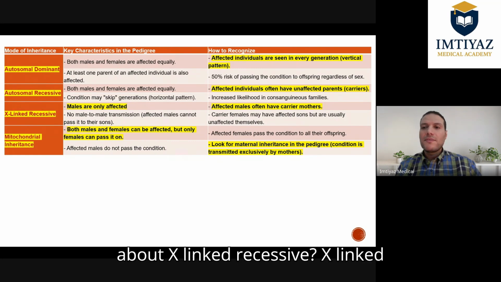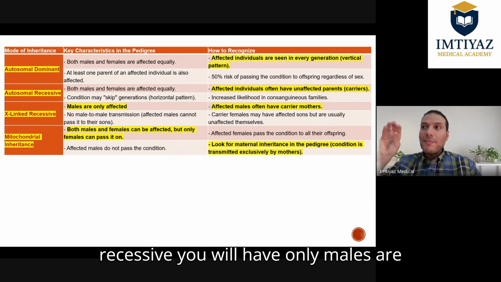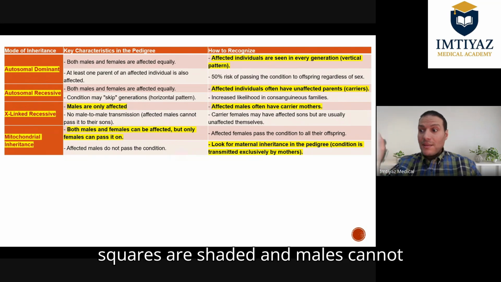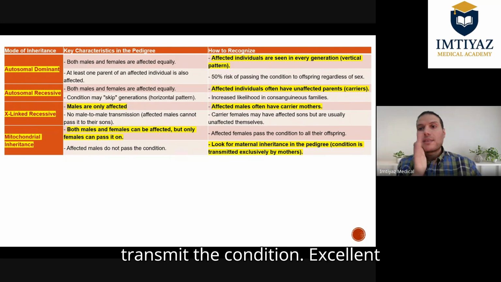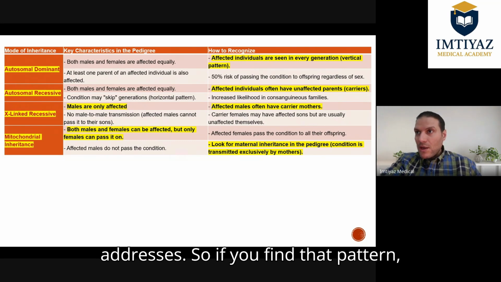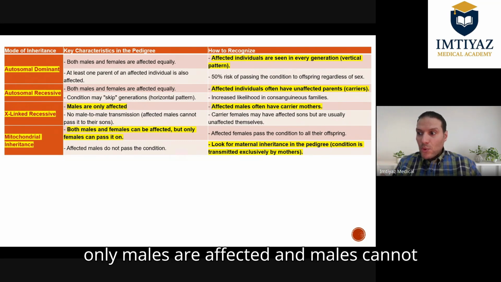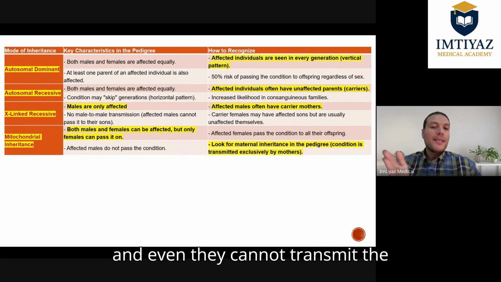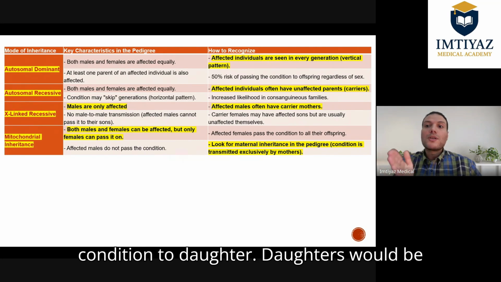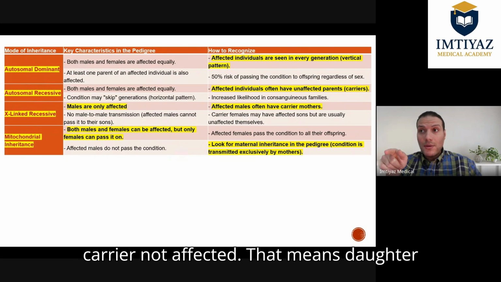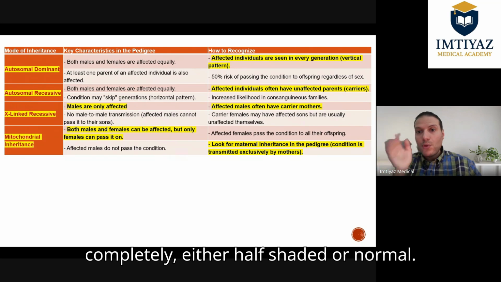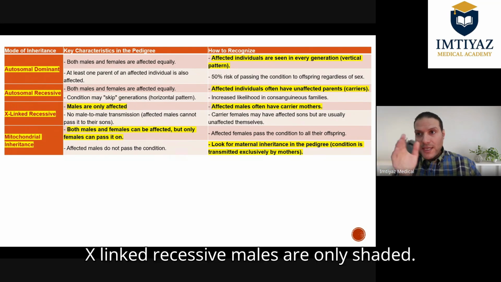What about X-linked recessive? With X-linked recessive, only males are affected, only the squares are shaded, and males cannot transmit the condition to sons. They also cannot transmit the condition to daughters. Daughters will be carriers, not affected. That means the daughter of an affected male will not be completely shaded, either half shaded or normal. Take home message: in X-linked recessive, only males are shaded.